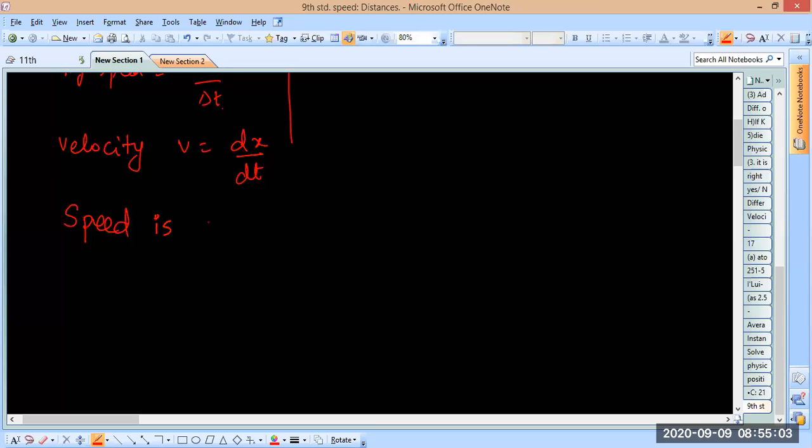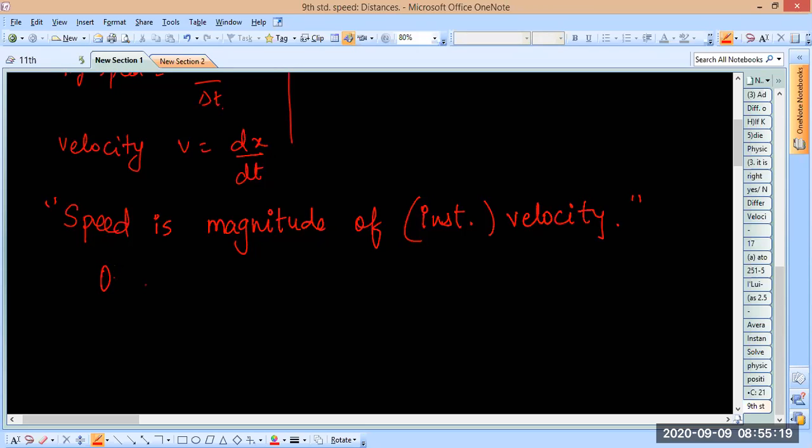Speed is magnitude of instantaneous velocity. Again, not necessary to write instantaneous. Velocity. Right? This is the one and only correct or perfect definition of speed. Every other definition that you have learned, that you have understood till date is wrong. This is the one and only correct or perfect definition. All right?